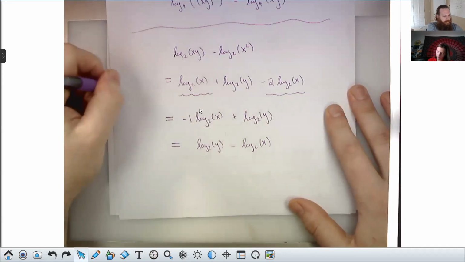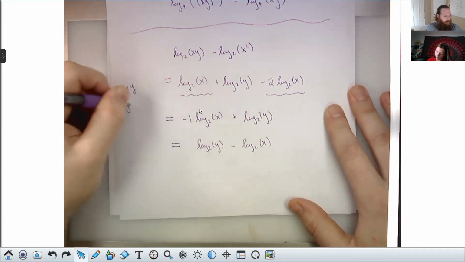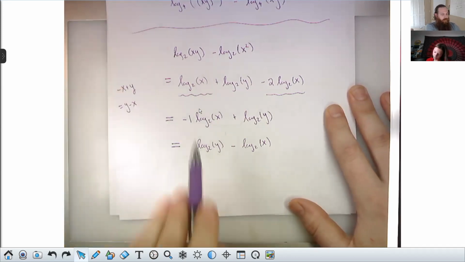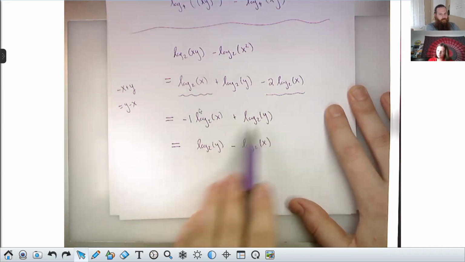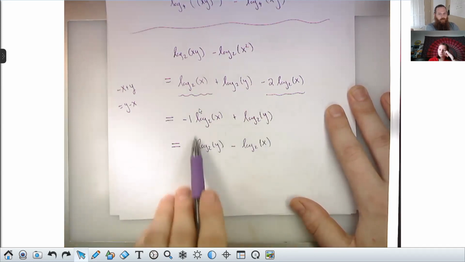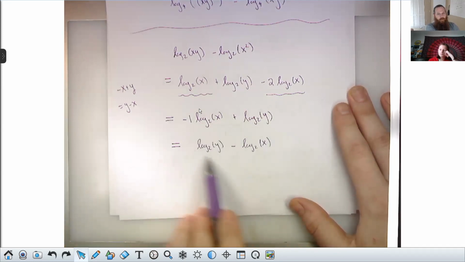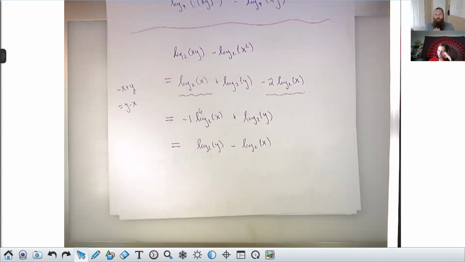In the same way that negative x plus y is the same as y minus x, negative log 2 of x plus log 2 of y is log 2 of y minus log 2 of x. And now this is starting to look a lot like one of my properties. So my next line would look something like that.